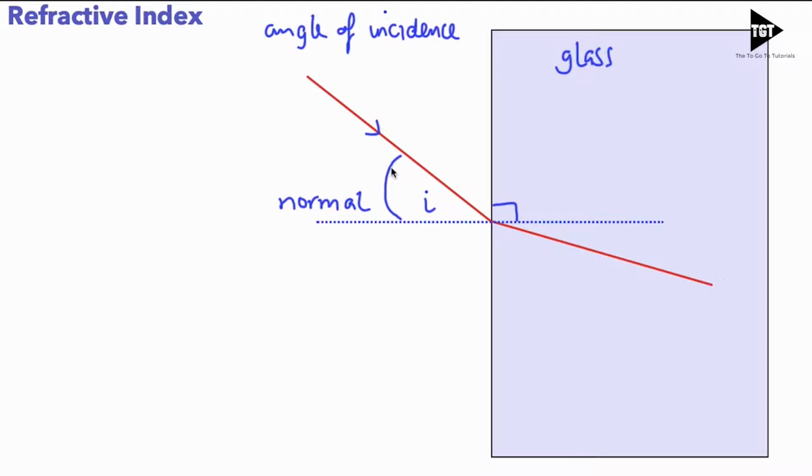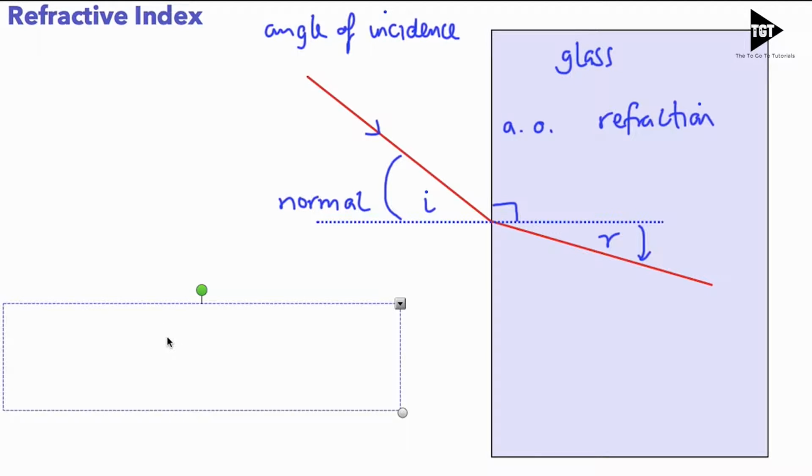That's the angle at which the light ray hits the glass prism compared to the normal line. The other value that you need to know is called R, and that's called the angle of refraction. And we can use these two values to calculate this quantity called the refractive index.